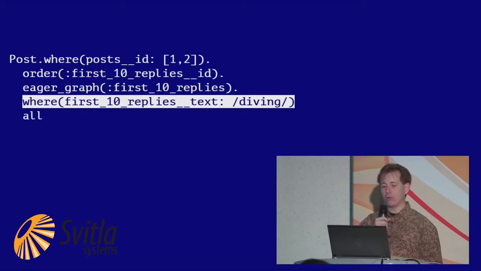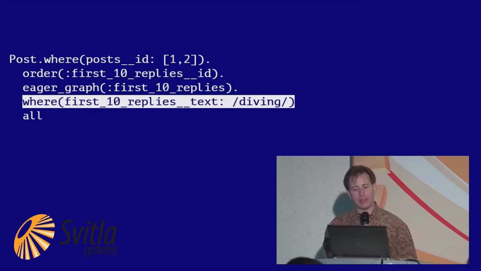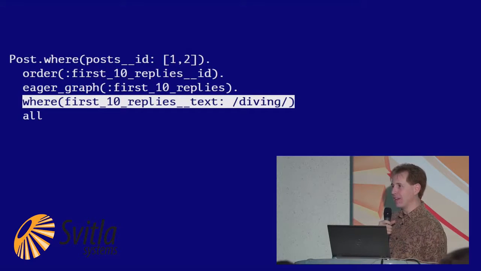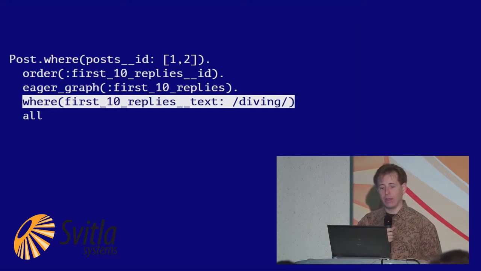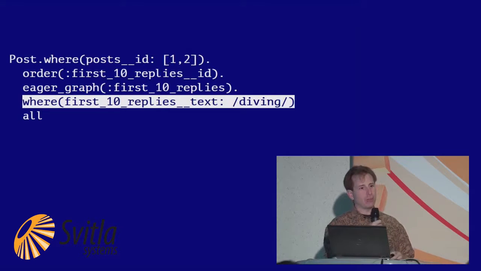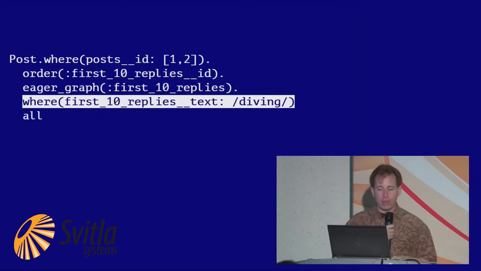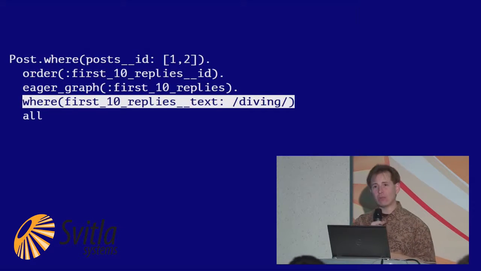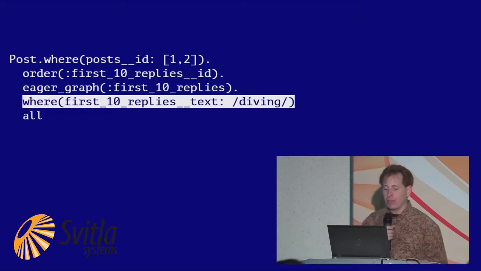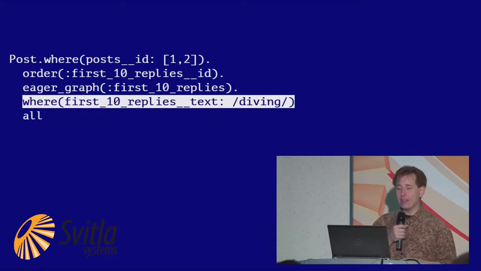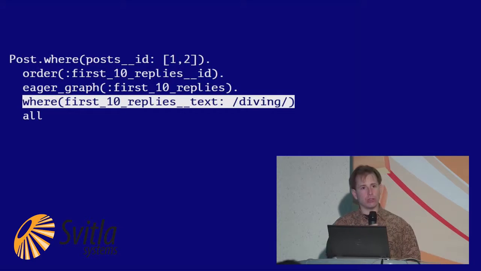If you use one of the SQL-based approaches, this will take the first 10 replies for each post and remove replies that do not contain the word diving. So let's say that post 2 has 100 replies and only the 50th reply contains the word diving. With an array slicing approach, this will return post 2 with the 50th reply associated. With an SQL-based approach, this will not return post 2 at all, since none of the first 10 replies to post 2 contain the word diving.